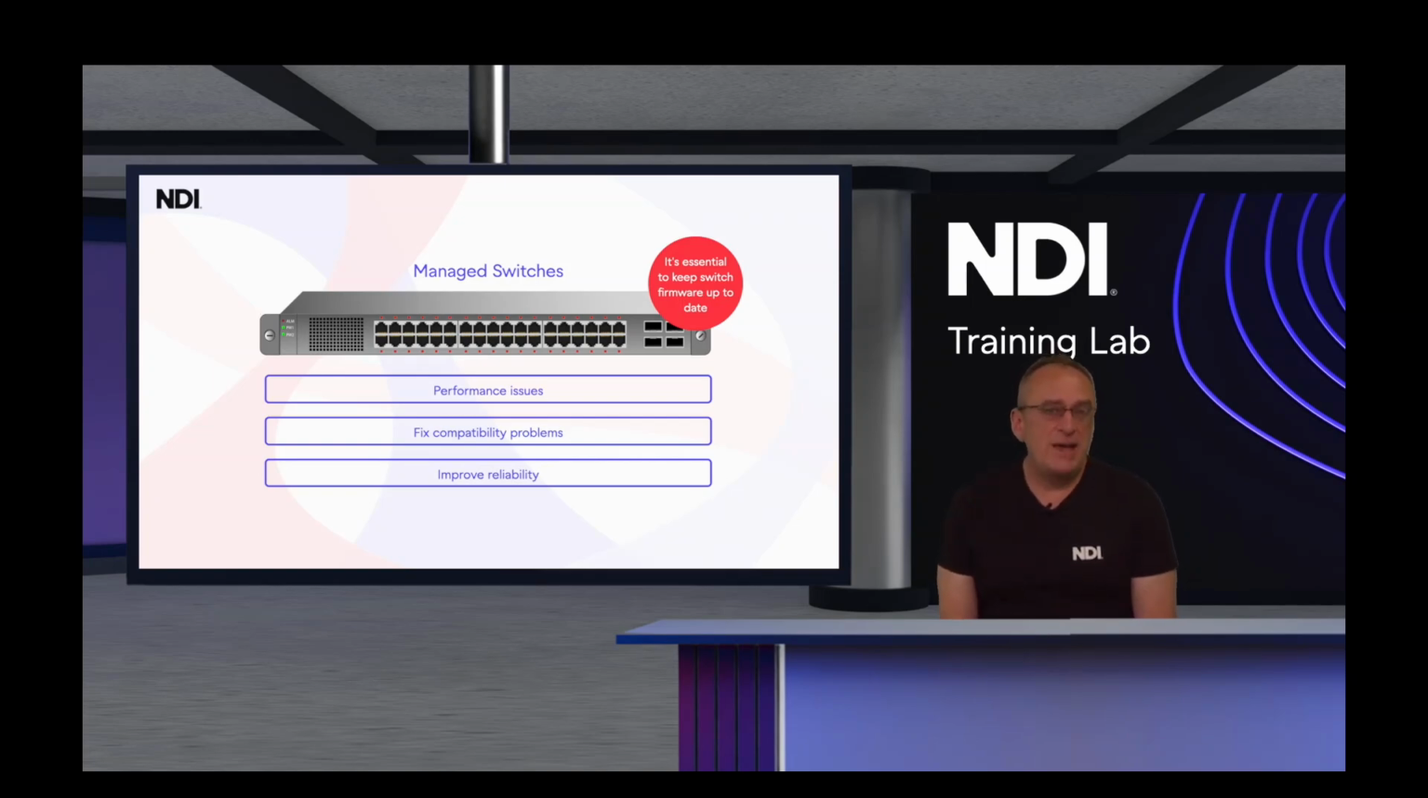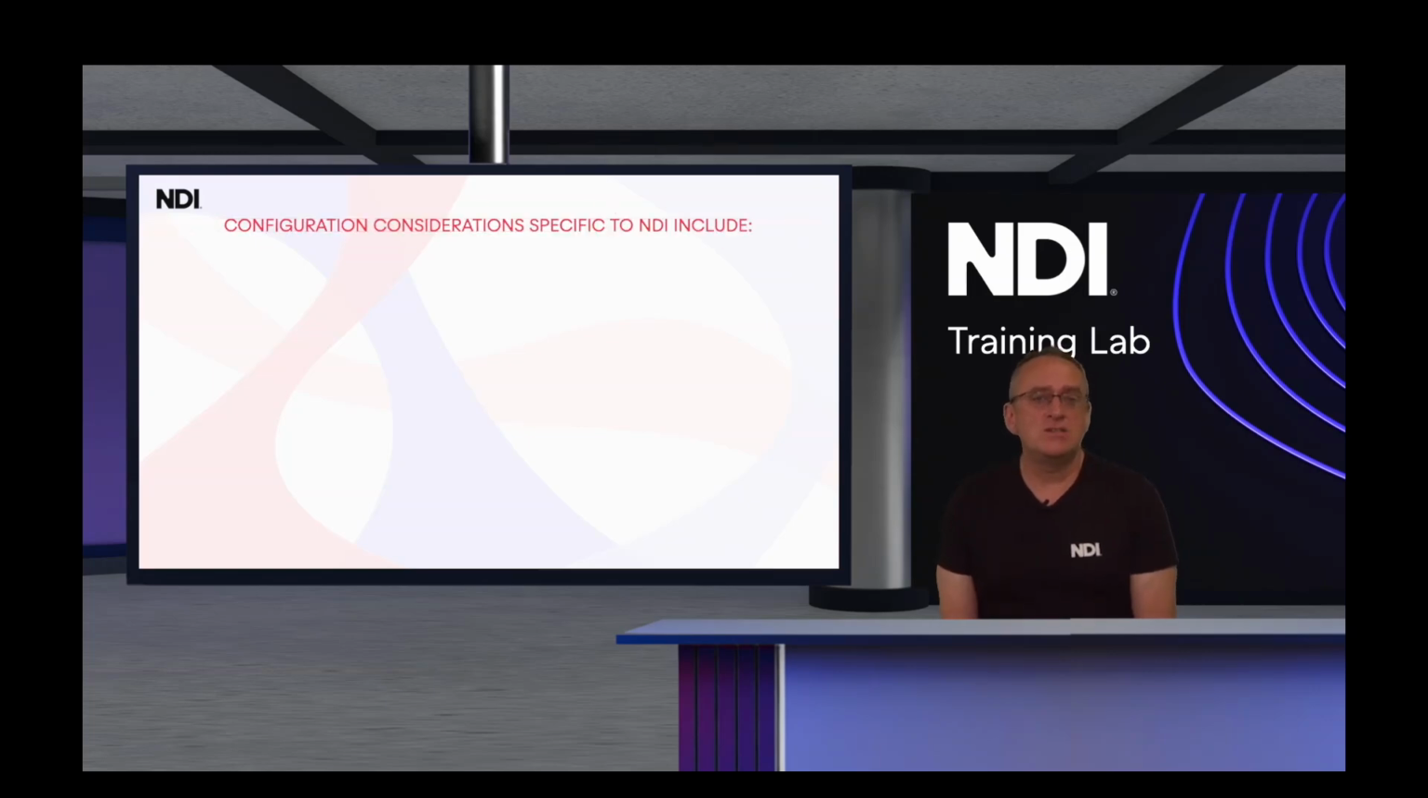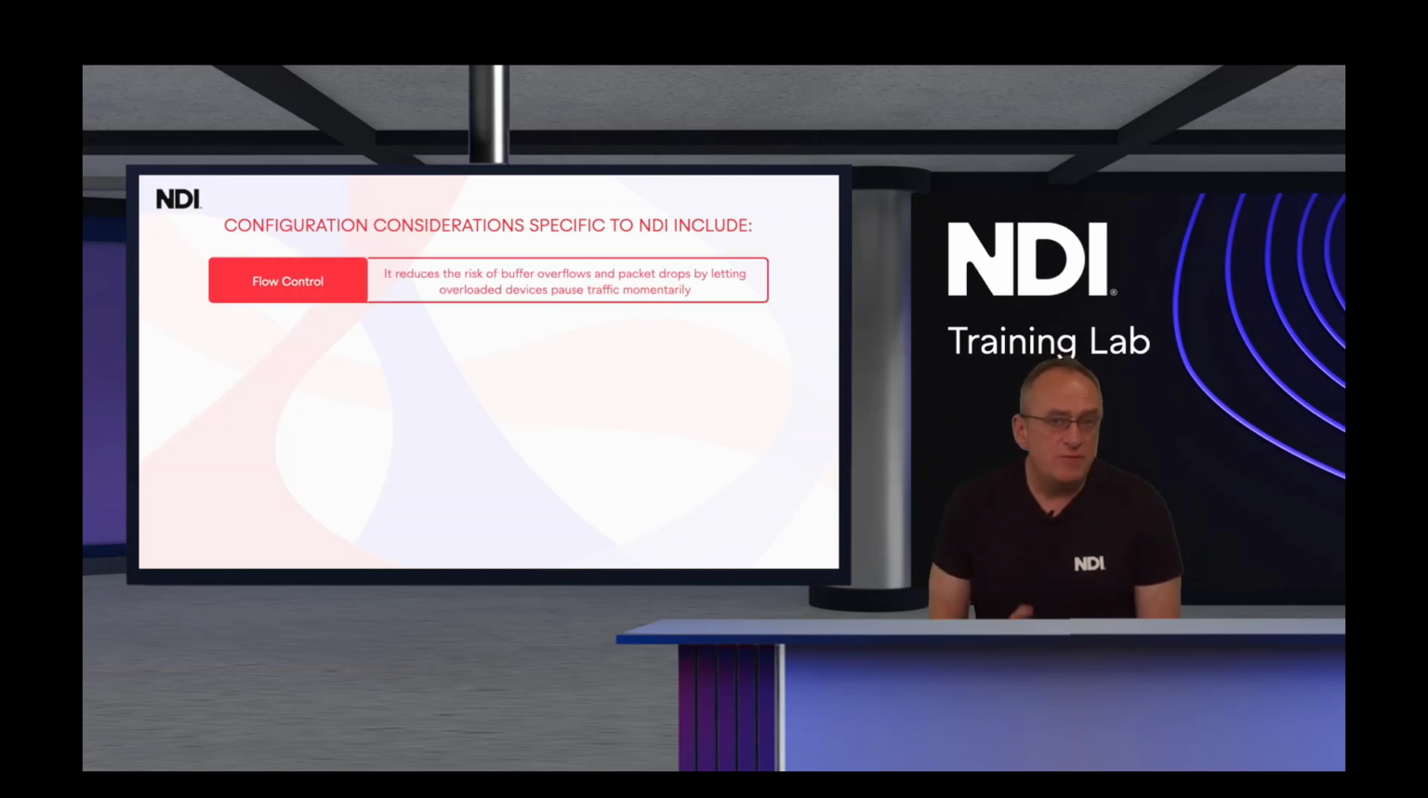Modern switches are not passive conduits but active computing devices that play a key role in the network's behavior. A few configuration considerations specific to NDI include flow control. Enabling flow control on switch ports allows for better handling of sudden traffic bursts. At the same time, it reduces the risk of buffer overflows and packet drops by letting overloaded devices pause traffic momentarily, which is particularly useful in full duplex streaming environments.